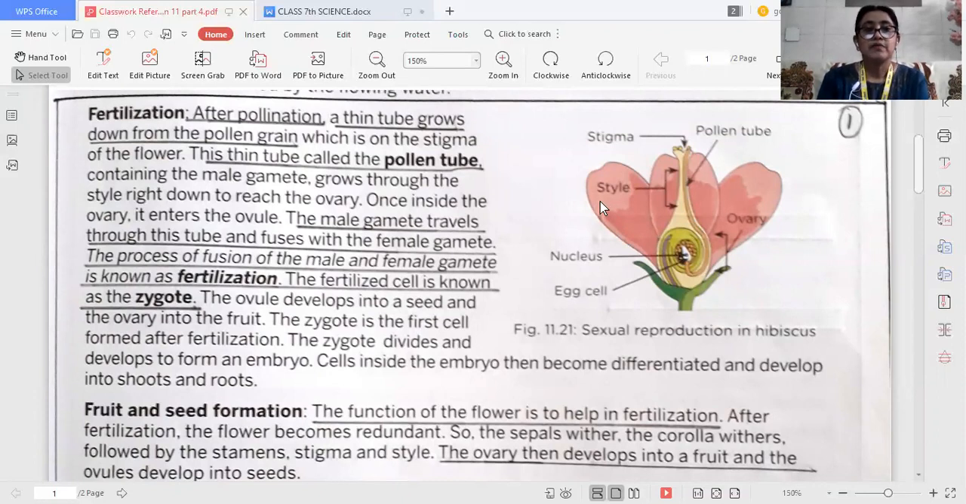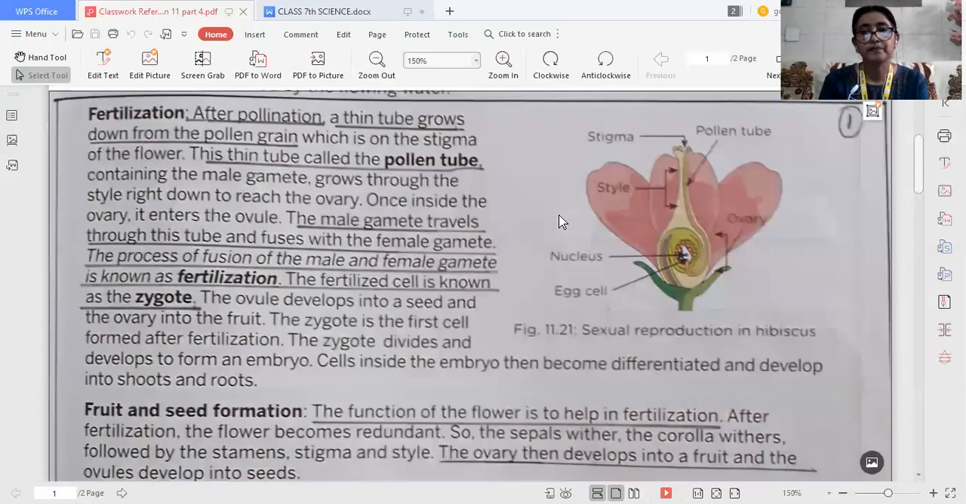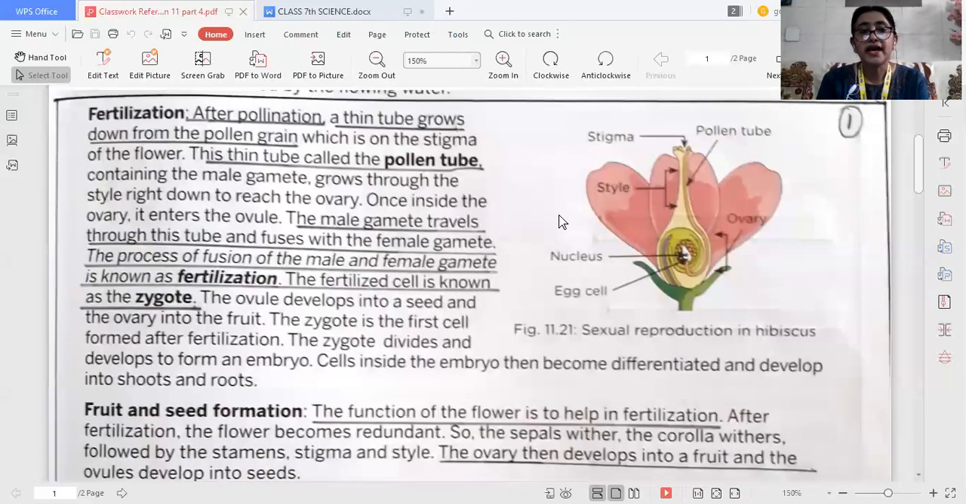Now it contains the male gamete and grows through the style right down to reach the ovary. Once inside the ovary, it enters the ovules. Now you can see here, from here it starts and then it enters the ovule. Then the male gamete travels through this tube and fuses with the female gamete. And this whole process, the fusion of male and female gamete, is known as fertilization. And then the fertilized cell is known as zygote.